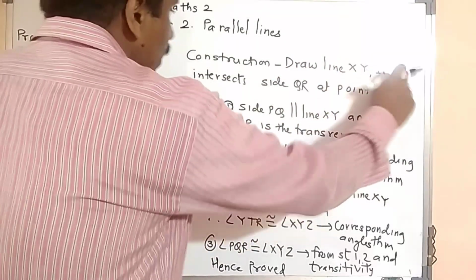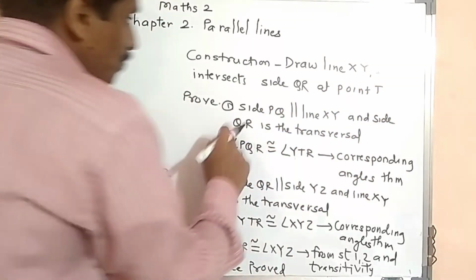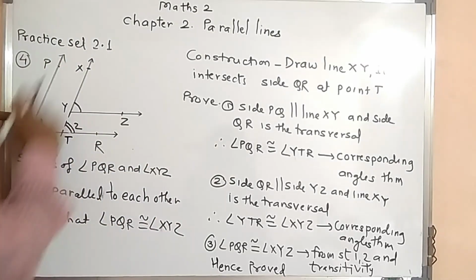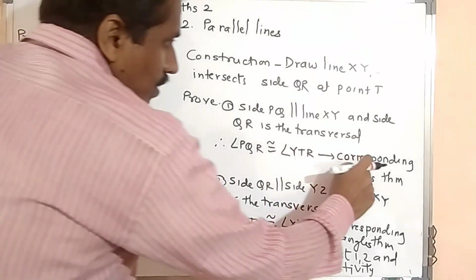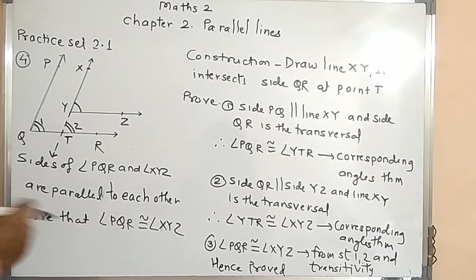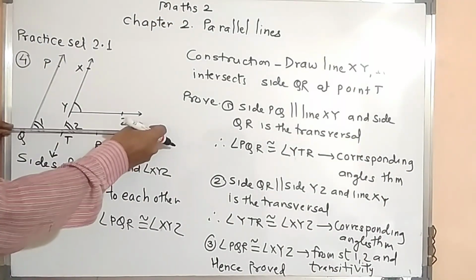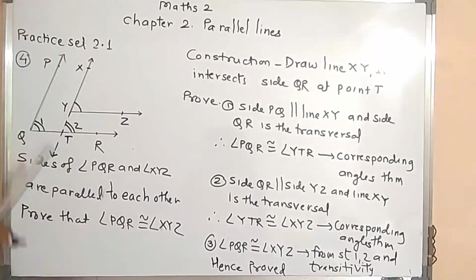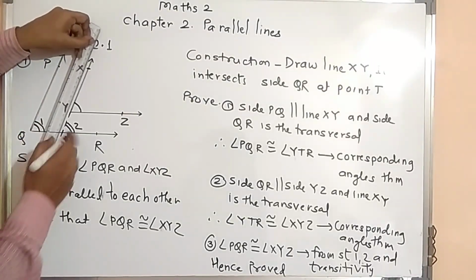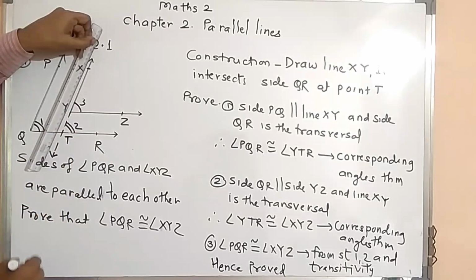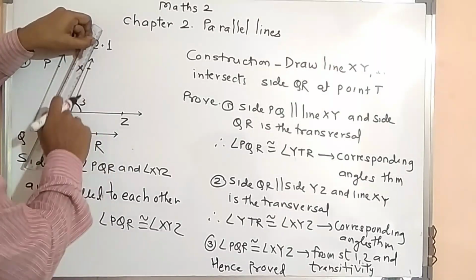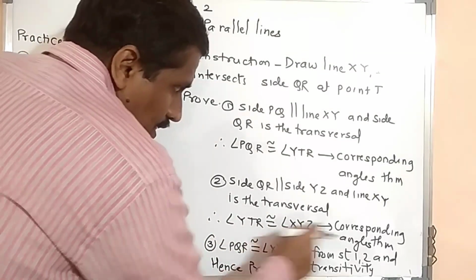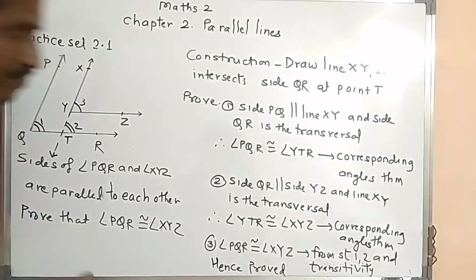Construction: draw line XY, it intersects side QR at point T. Side PQ is parallel to this, and QR is the transversal. So angle PQR is congruent to angle YTR, reason corresponding angles theorem. Now I will consider line QR. This is side QR, this is side YZ, they are parallel, and this one is the transversal. Then what type of angles are these? This is angle number 2 and this is angle number 3. That is YTR and XYZ, they are corresponding angles. Therefore, angle YTR is congruent to angle XYZ, reason corresponding angles theorem.